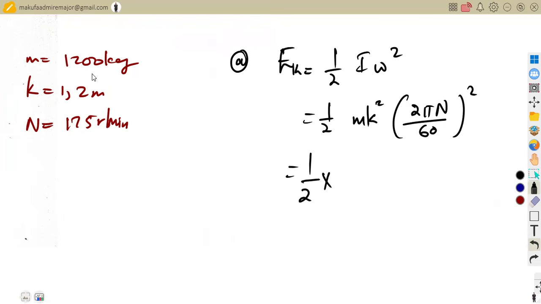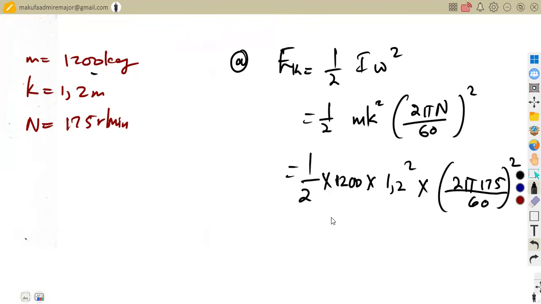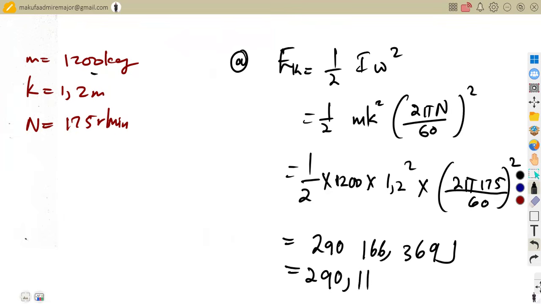So it's half of the mass, which is 1,200, times k squared, which is 1.2 squared, times 2 pi times the speed, 175 over 60, all squared. If we simplify this, it gives us directly the kinetic energy. That was going to give us 290,166,369, something like that in joules. By dividing by 1,000, that is 290,166 kilojoules. Okay, so that's it.